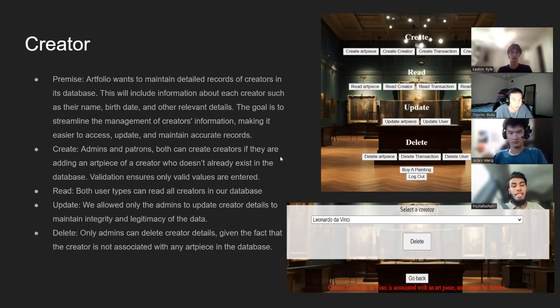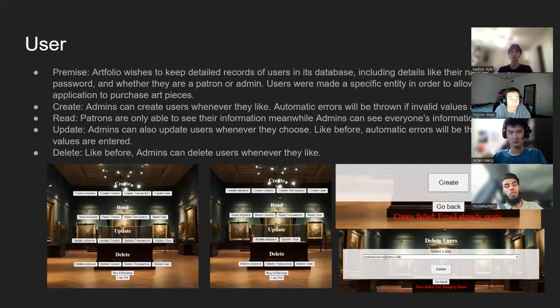And on to deleting. Again, only admins can delete creator details, and that is also given the fact that a creator is not associated with any painting already in the database. So as in Blake's functionality, when you're adding an art piece which is associated with a creator, and then you come back to try to delete that creator, it will not allow you to delete it because there's referential integrity enforced. We don't want to violate that. So the creator cannot be deleted from the database unless they're not associated with any painting. And on to the next one.